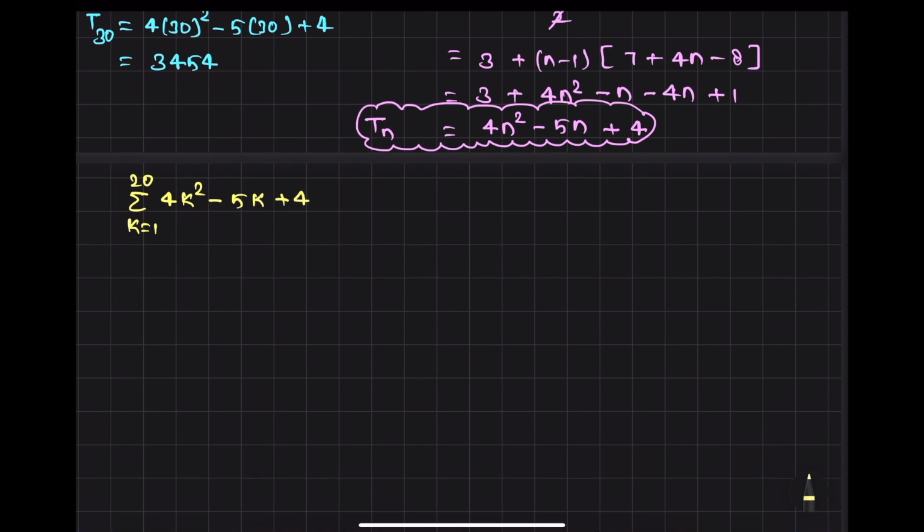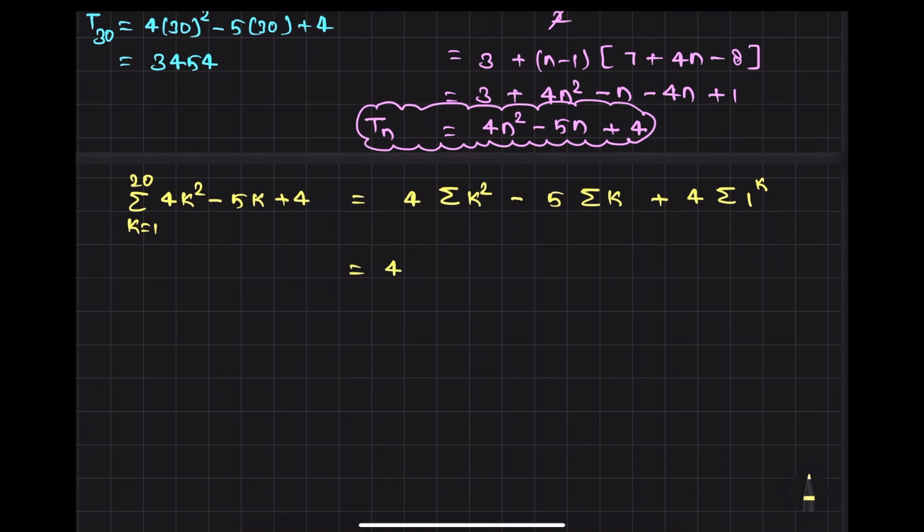You know that if you are handling summation, you can segregate summation in terms of additions. So we can write this as 4 times summation k square minus 5 times summation k plus 4 times summation. And if you are dealing with a constant, you will make a mistake over here. So what you have to do is write 1 power k. Okay, now you can replace the limit. k starts from 1 to 20.